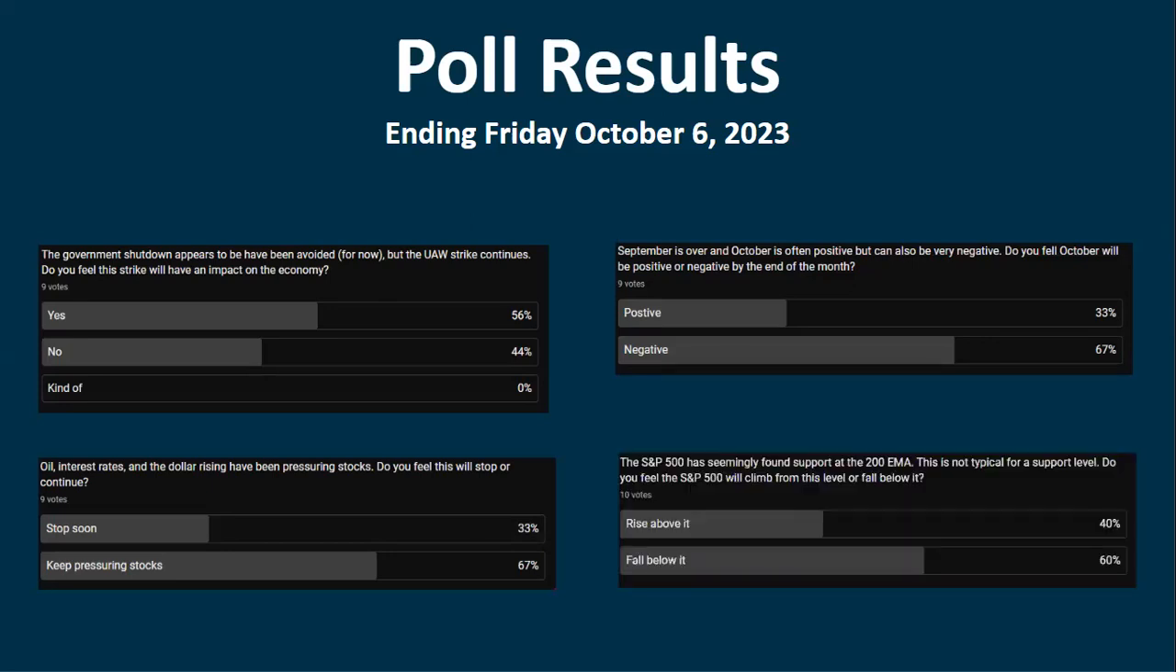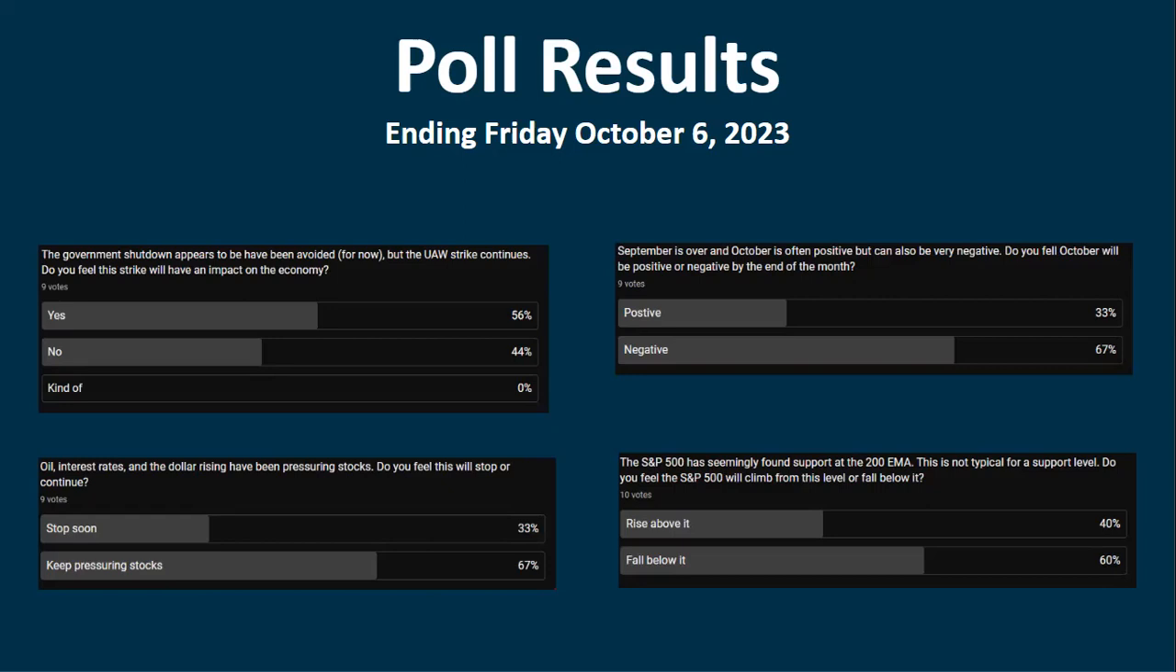The S&P has seemingly found support at the 200-day exponential moving average, and we were dealing with that again in Friday's session, and we dealt with it numerous times throughout the week. This is not typical. Most folks pay attention to the simple moving average. That's the big one that gets all the headline. Well, this is not typical for a support level.